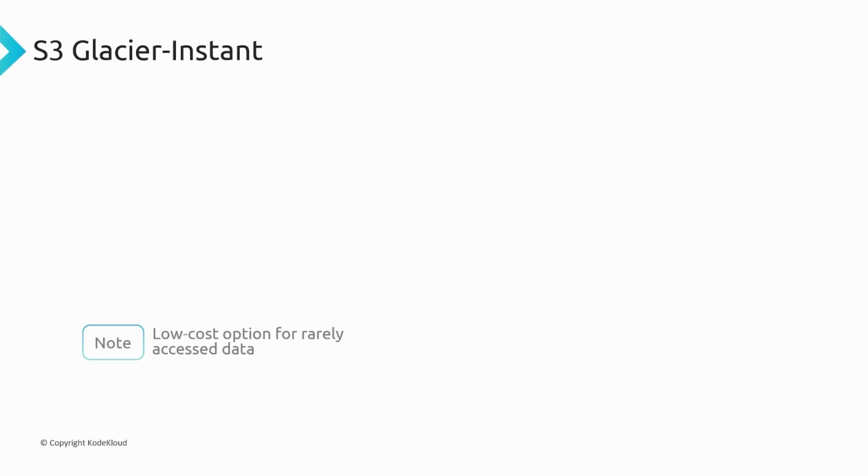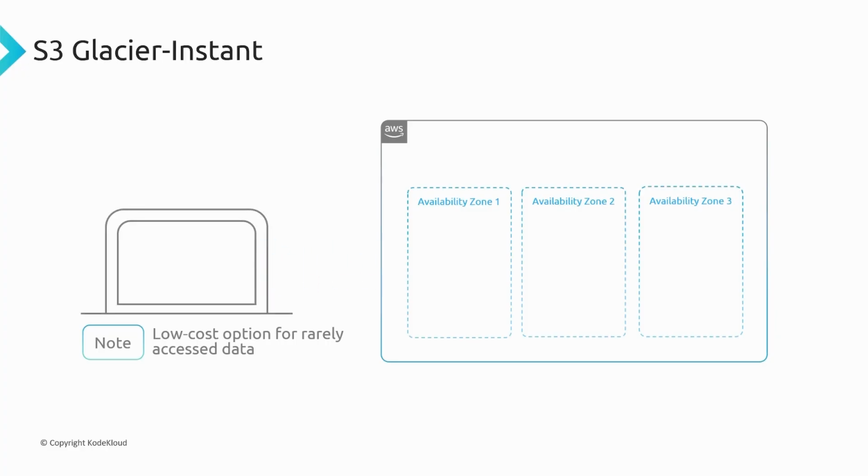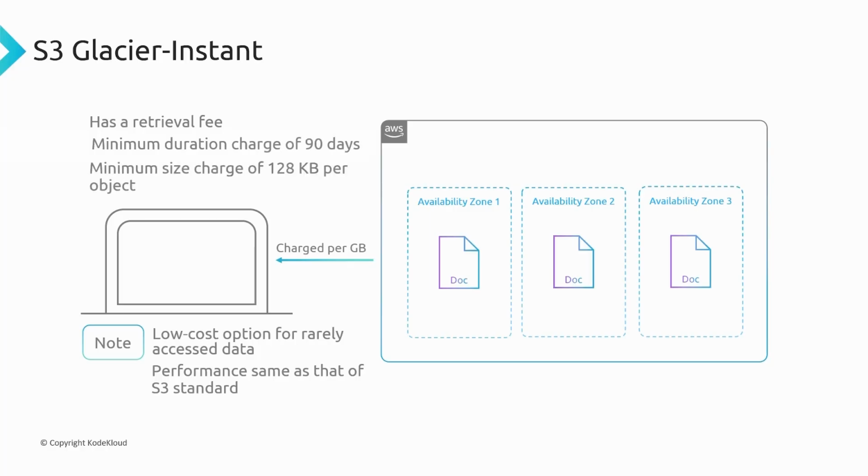So now let's move on to the next storage class, which is S3 Glacier Instant. This is going to be a low-cost option for rarely accessed data. And you'll see that this storage class is going to have the same exact performance as S3 Standard. And just like S3 Standard, you're going to have a charge per gigabyte egress out of S3. It's going to have a retrieval fee. It's going to have a minimum duration charge of 90 days and a minimum size charge of 128 kilobytes per object.